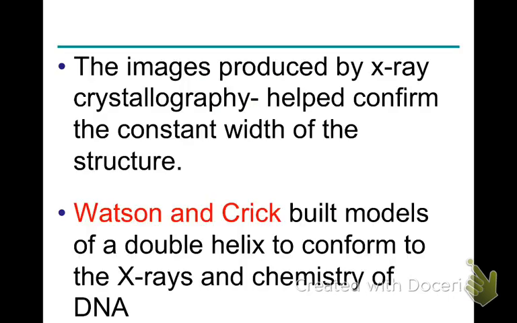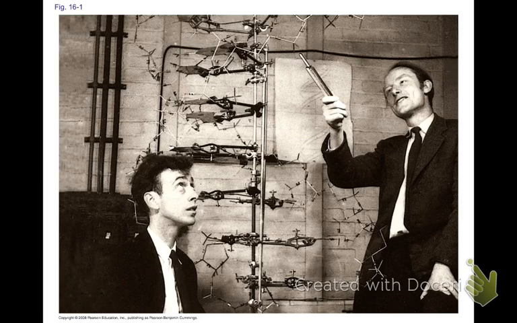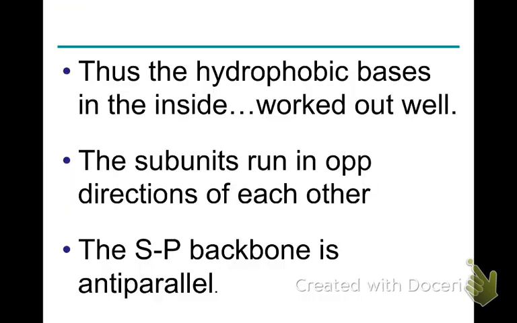So we have Watson and Crick, who built a model out of steel pieces, and it confirmed everything from the different studies done by different people. They put forth the structure, saying this is the best way you can explain the structure of DNA. Francis Crick and James Watson got a Nobel Prize for this. The part about the hydrophobic bases on the inside worked out very well.